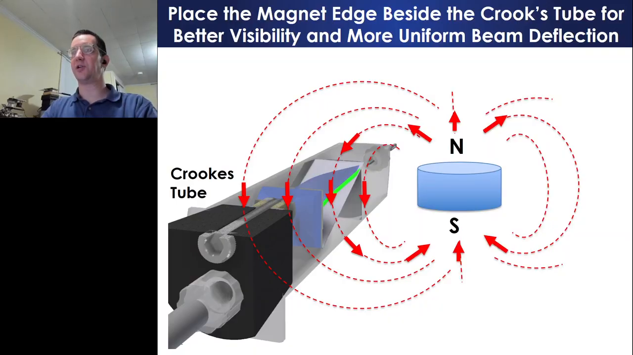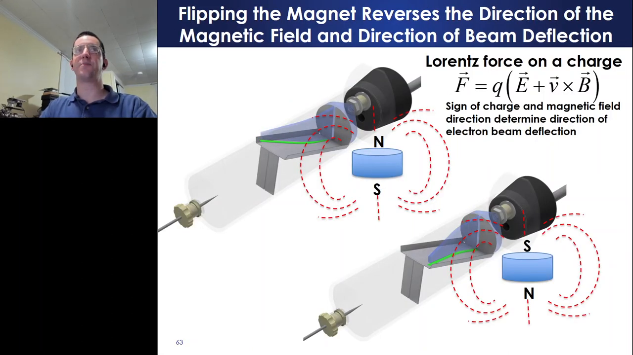For best visibility of the Crookes tube screen, the disk magnet should be placed with the edge next to the side of the screen. The magnetic field will exit through the top of the magnet, then pass vertically through the Crookes tube screen, and then re-enter the bottom of the magnet. Flipping the disk magnet reverses the direction of the magnetic field and therefore the direction of the beam deflection.